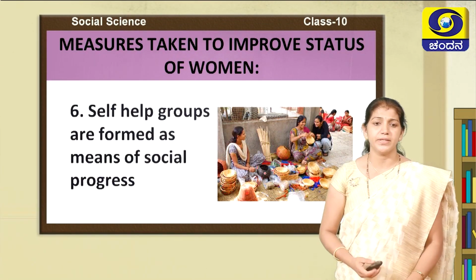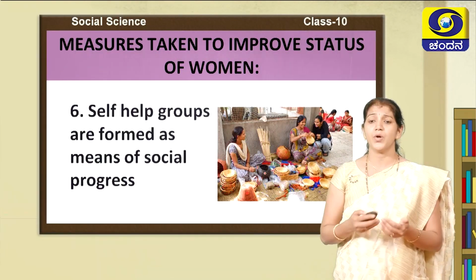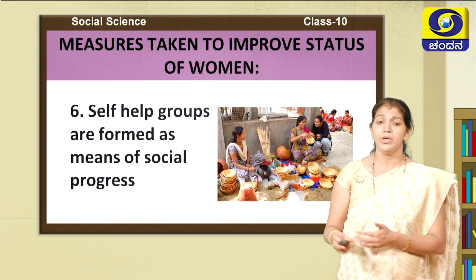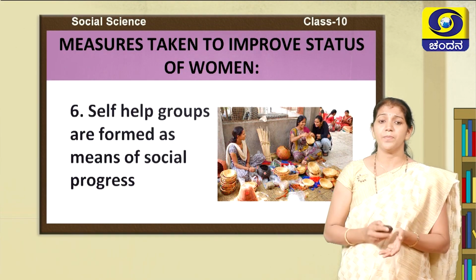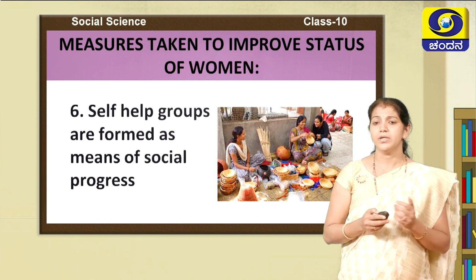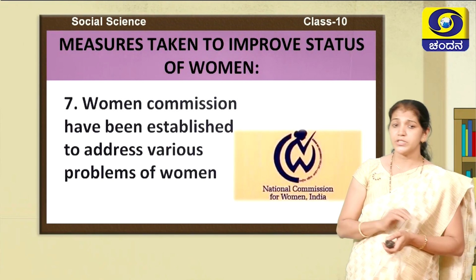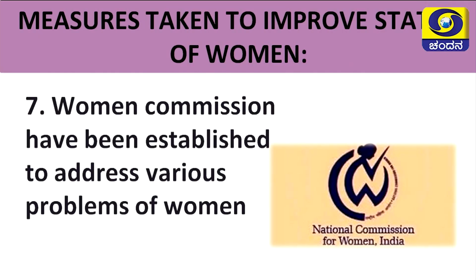Before, I explained that self-help groups started their own businesses, like making baskets and different types of household goods. They produced them, marketed them, and earned money, and they are not dependent on men. So this type of self-help group gives women an identity and also improves their status in society. And most important, the Women's Commission was established by the government.